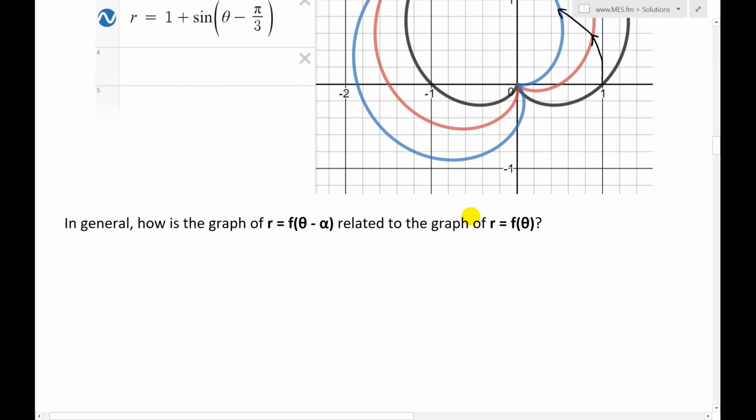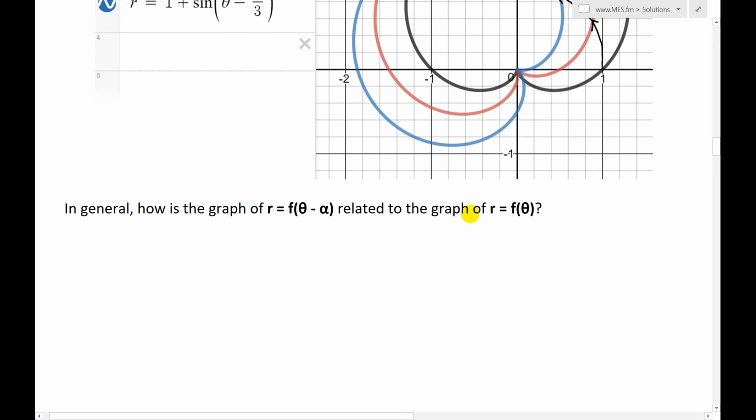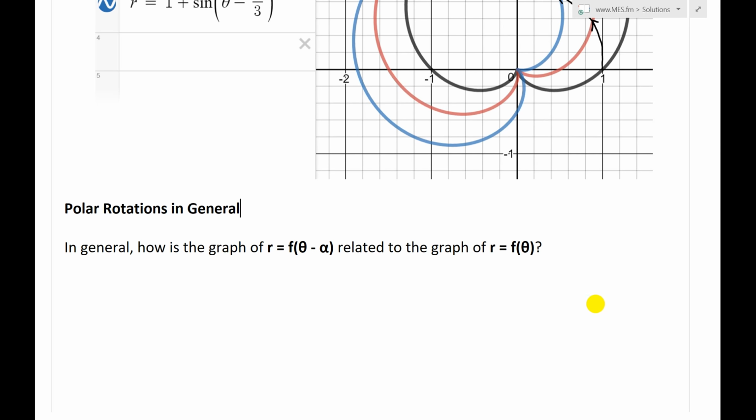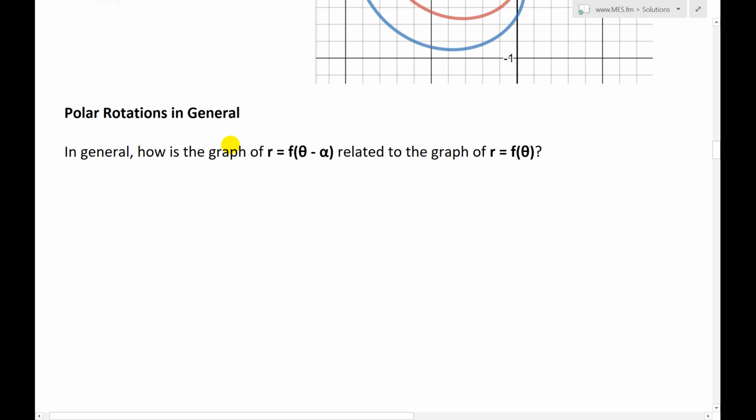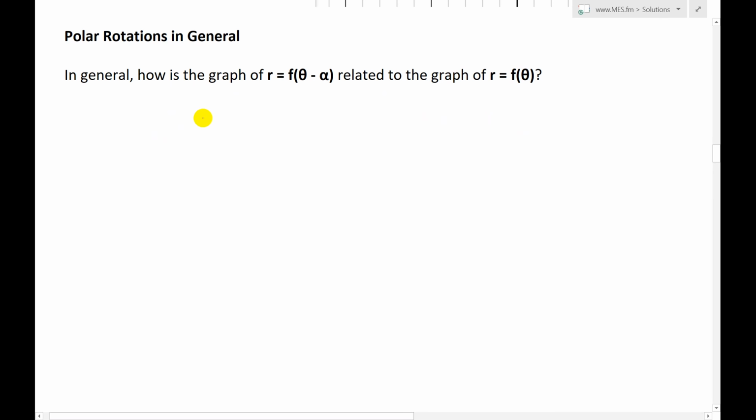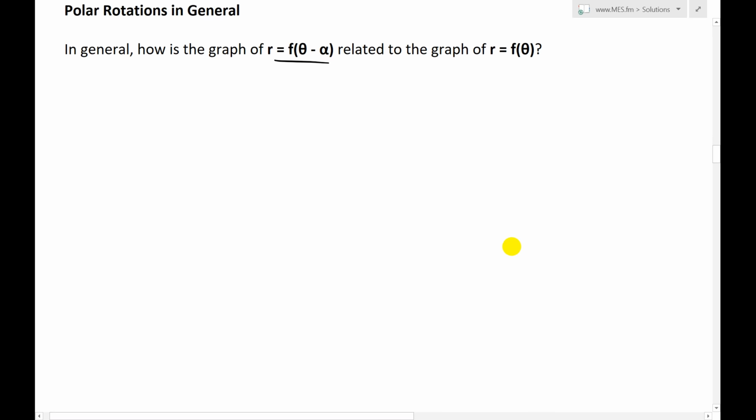Yeah, and now we're asked to look at it in more general terms. So in general, how is the graph of r equals f of theta minus alpha related to the graph of r equals f of theta? And here I quickly added just another header to match up with the topics to cover as in the beginning of the video: polar rotations in general. So now let's look at how this is related to this graph in general when we have this minus alpha, as the minus pi over 6 or minus pi over 3 in the above example.